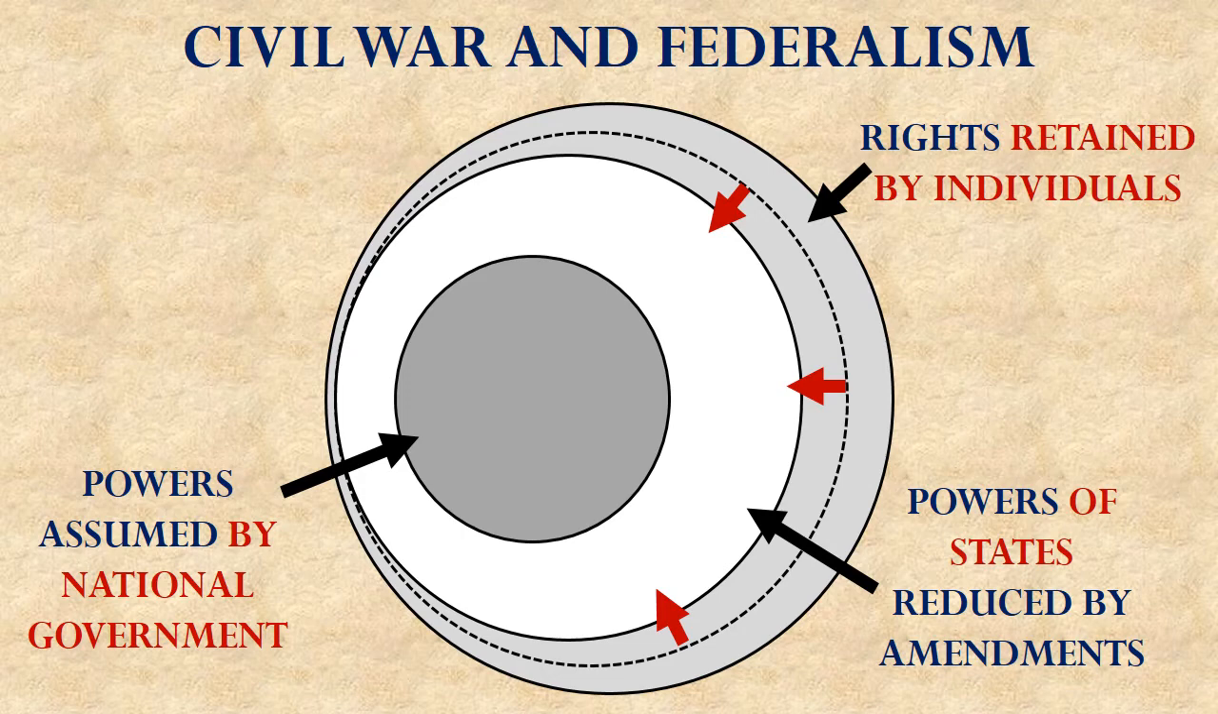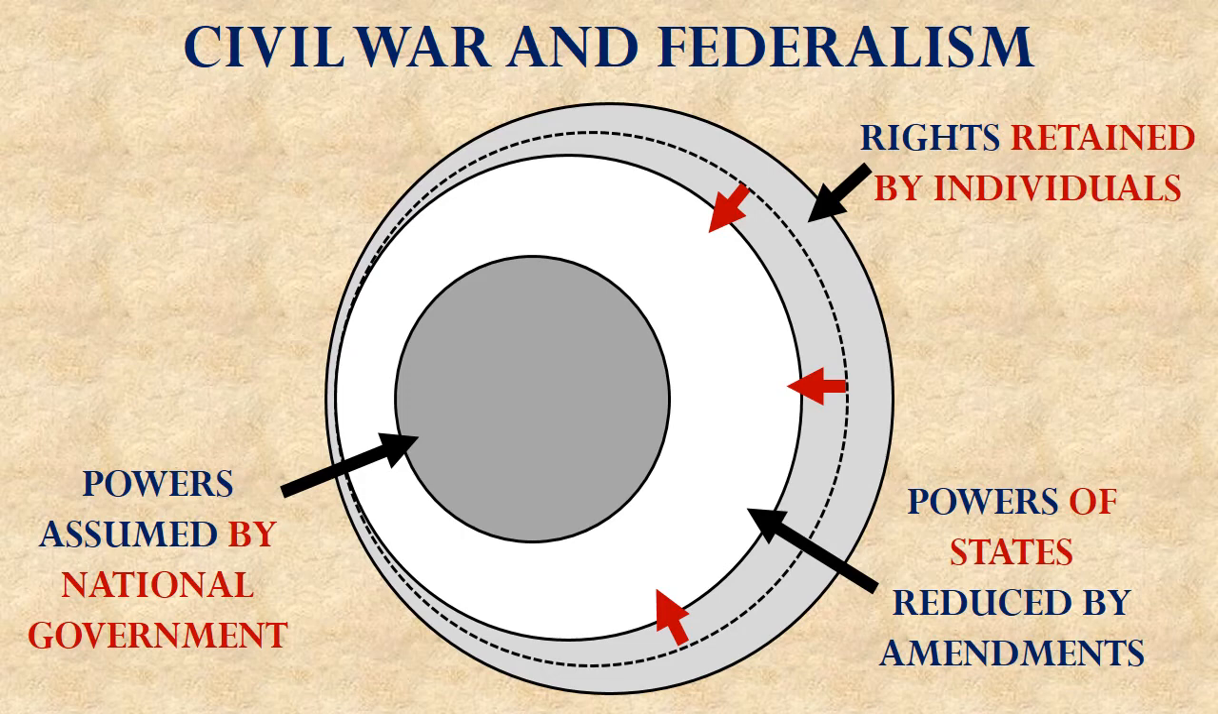This slide illustrates a contraction of the power of the states. You can see that as the states had their power reduced by the 13th and 14th Amendment, where they could no longer have slavery, where they could no longer discriminate based on race and voting, where they could no longer take away somebody's property without due process of law or imprison someone, things like that.